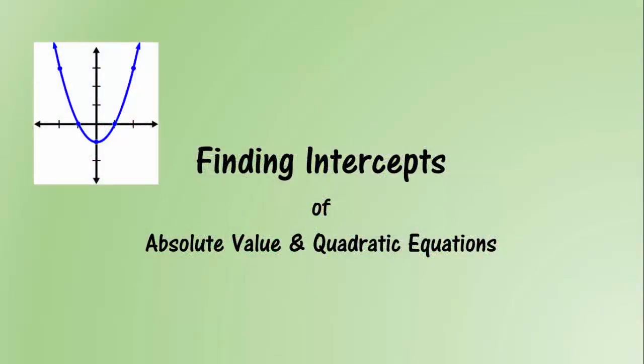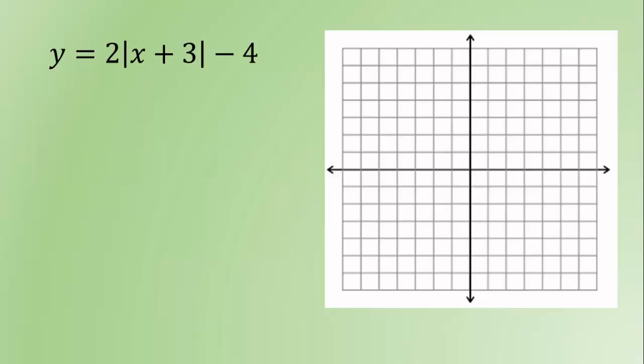x and y intercepts with the absolute value and quadratic equations. It's easy to find the intercepts if you just plug in 0 for each variable. I like to start with x. So what's the y-intercept when x is 0?